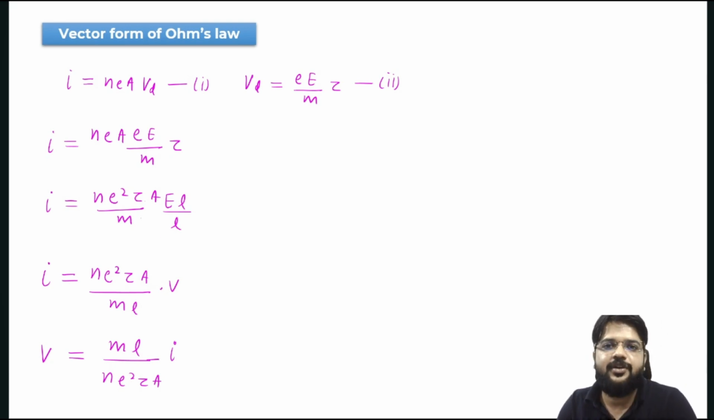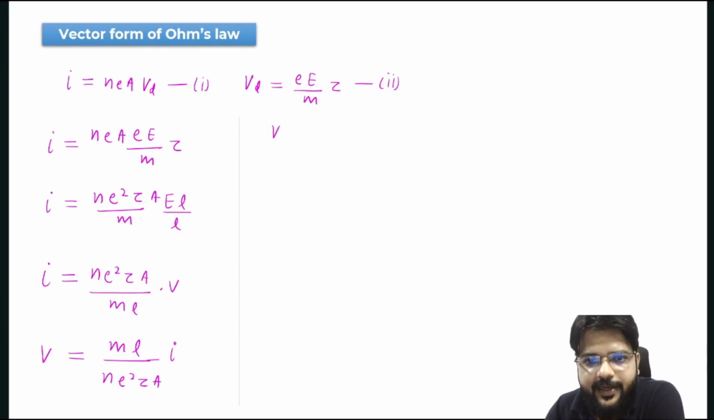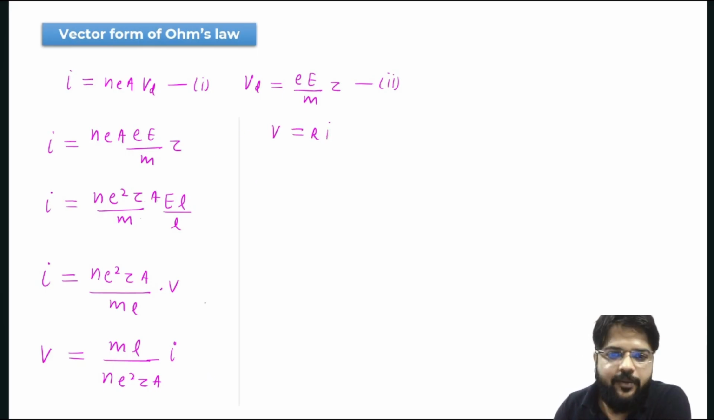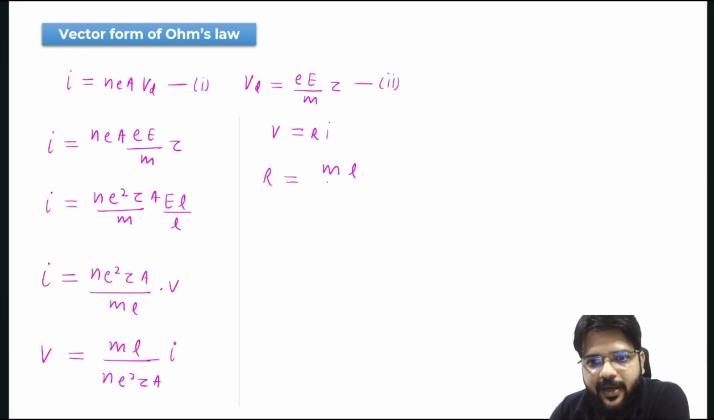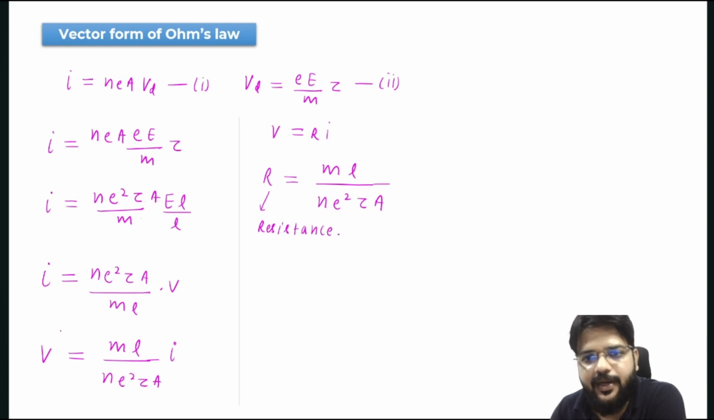Now compare this relation with Ohm's law. We know Ohm's law can be written as what? V equal to RI. So if I compare, with this I we have ml by ne square tau A. So resistance we got here, ml by ne square tau into A. This is the resistance formula, correct? This is resistance. All right, so resistance we got.